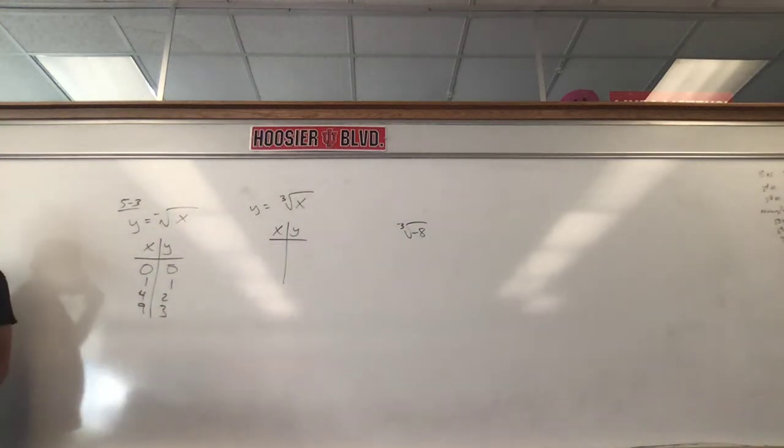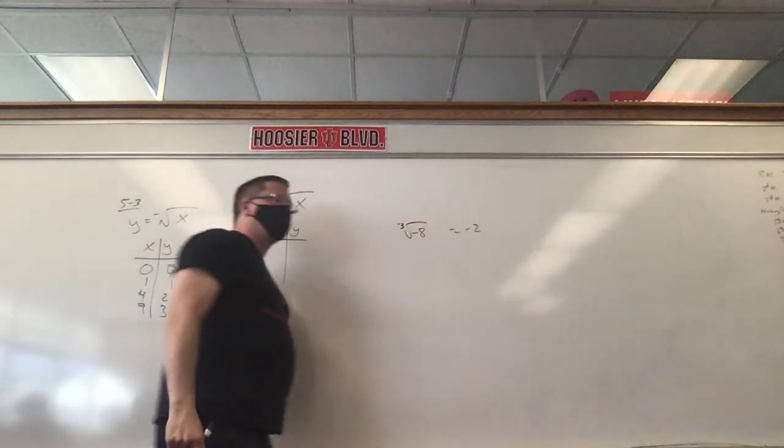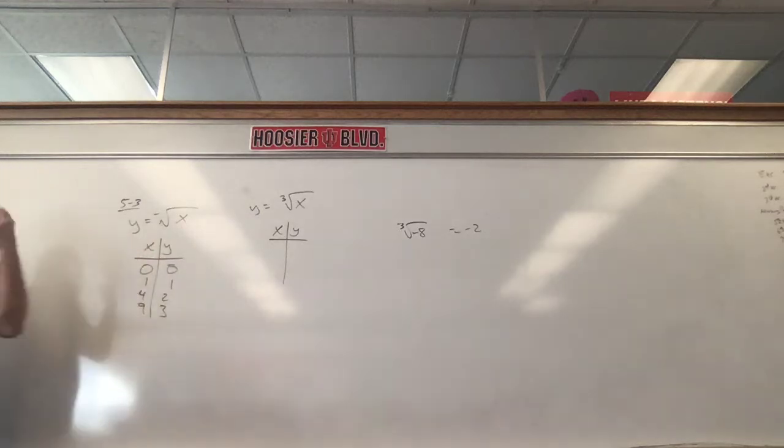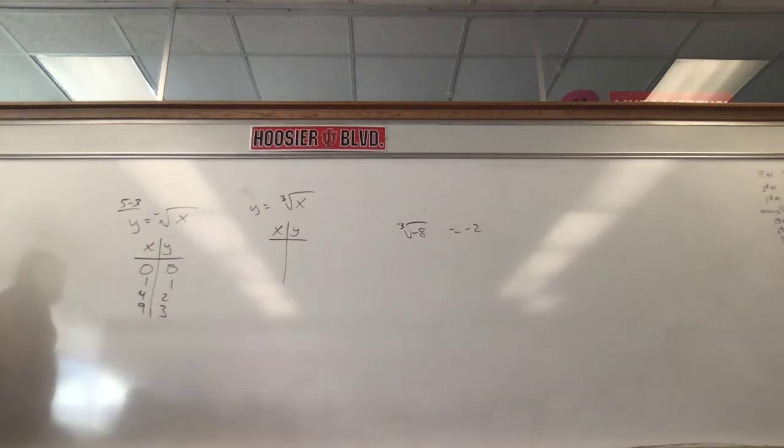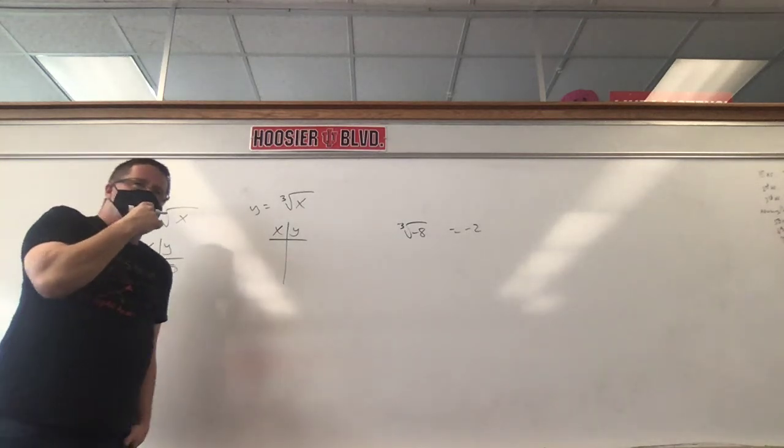Not positive. Negative. Negative what? 2. Why is it negative 2? It's 2 times. Don't say 2. Negative. Negative 2 times negative 2 times negative 2 is negative 8. You can take the cube root of a negative, okay? So you plug in whatever you want for x, positive or negative, okay? But we're only going to plug in cubes because cubes are easy.